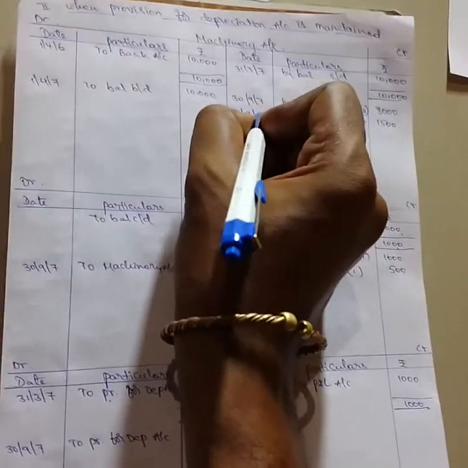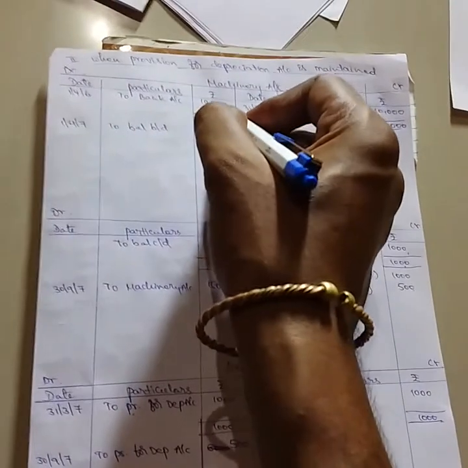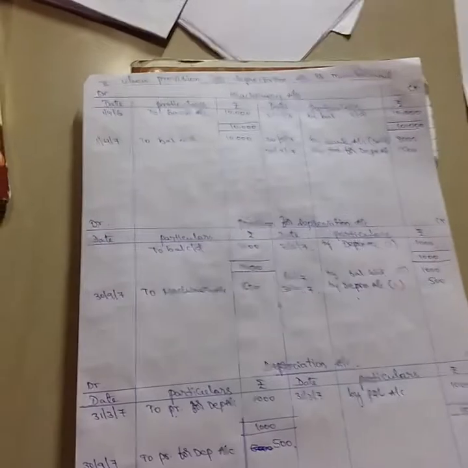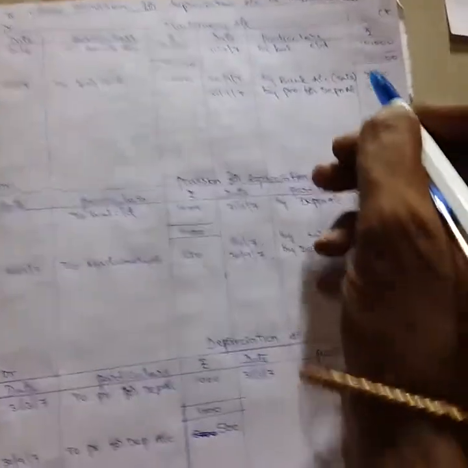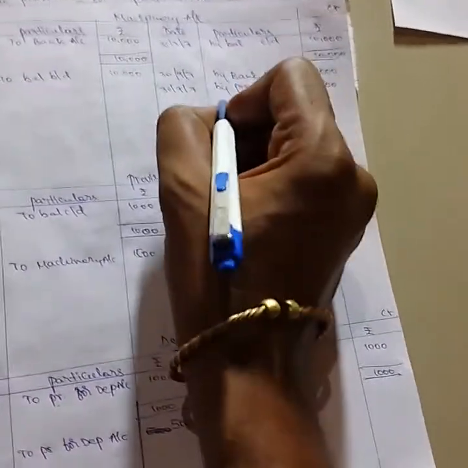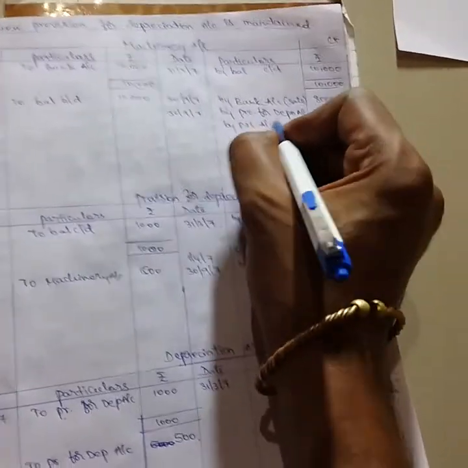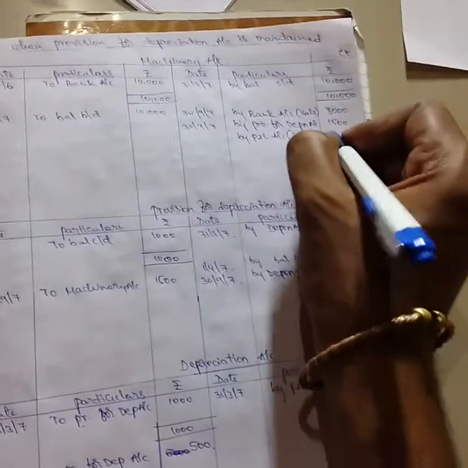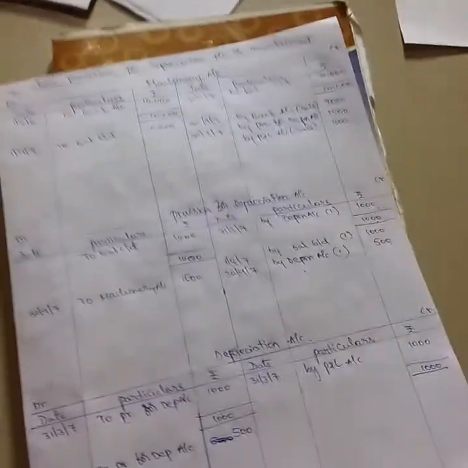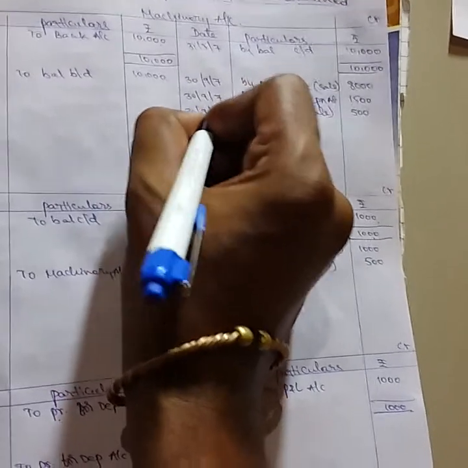Next, calculate profit or loss from sale of asset. Purchase value is 10,000. Total depreciation charged is 1,500. 10,000 minus 1,500, 8,500 book value. We sold at 8,000, so it is a loss. Loss journal entry: profit and loss account debit, asset account credit side by profit and loss account. Journal entry is the same. So 500 is loss. This is on 30th/9/2007.